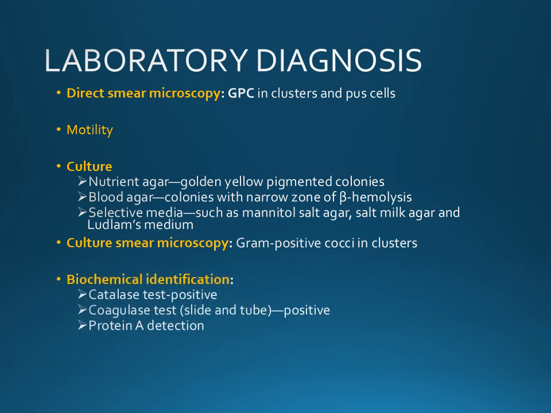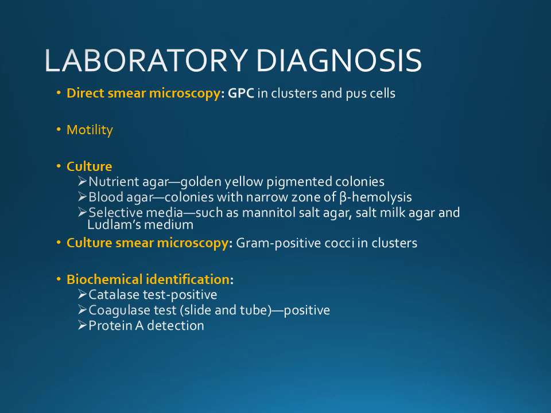First you will do the catalase test. We take H2O2 on the slide and take the colony. With the help of a cover slip, apply it, and it will break down to H2O plus oxygen. That nascent oxygen will give the bubble. So it is catalase positive. Once catalase positive, go for the coagulase test.